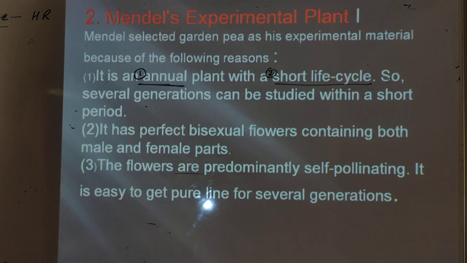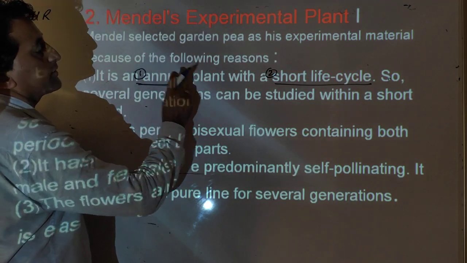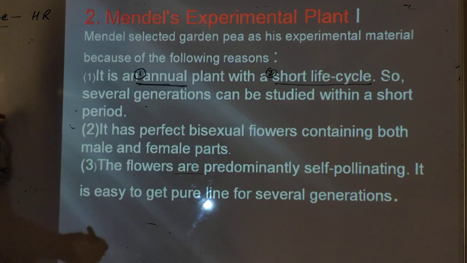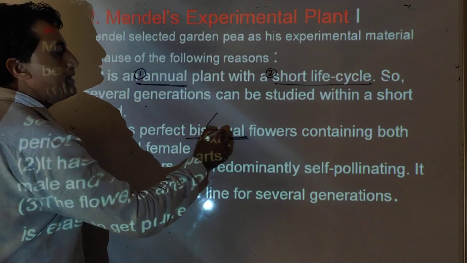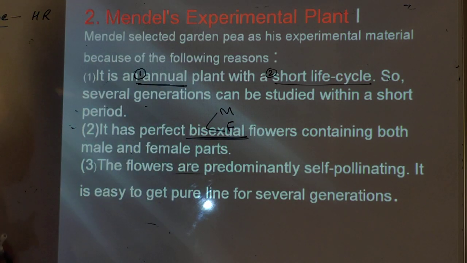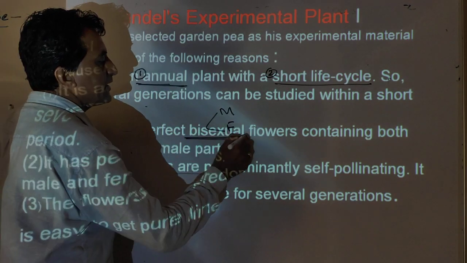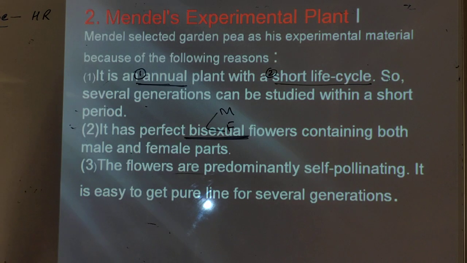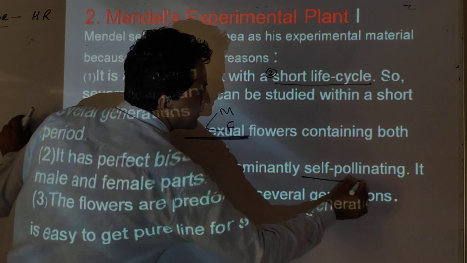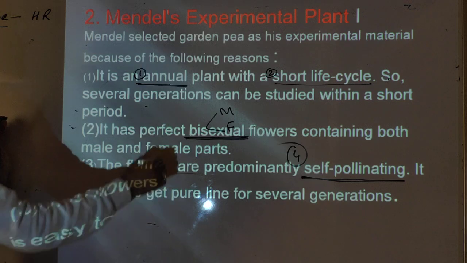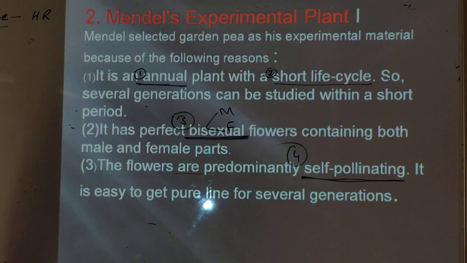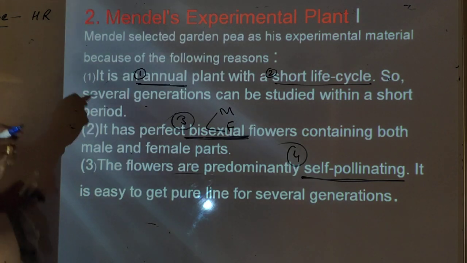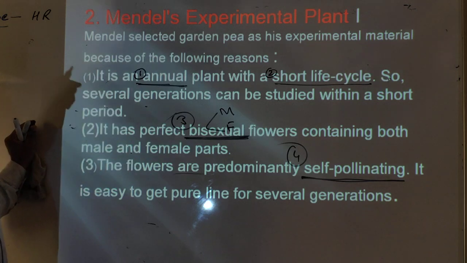And third, first annual plant, second short life cycle, and third the flower is bisexual, or the plant is bisexual, means the plant contains the male as well as female parts also. Plant में male part भी है और plant में female part, male and female both are there, that's why that is known as bisexual. So first annual, second short life cycle, third bisexual flower, and fourth self-pollinating. First annual plant, second short life cycle, third bisexual, fourth is self-pollinating. But if you want, then you can conduct the cross-pollination also, artificial pollination also.